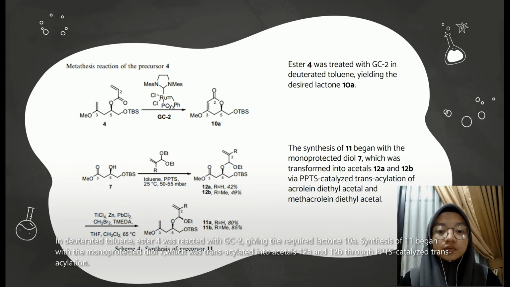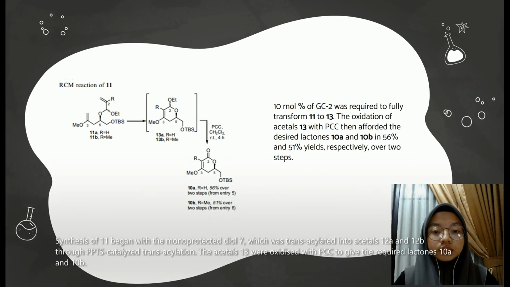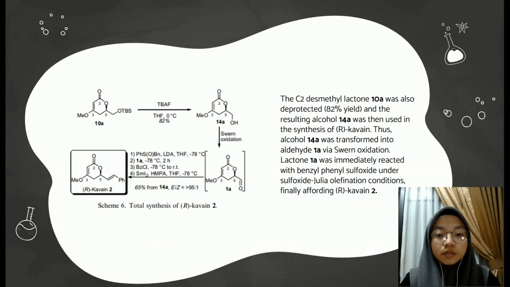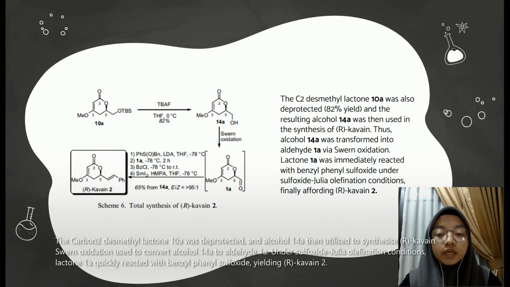Synthesis of 11 began with the monoprotected diol 7, which was transacylated into acetyls 12A and 12B through PPTS catalyzed transacylation. The acetyls 13 were oxidized with PCC to give the required lactones 10A and 10B. The carbon 2-desmethyl lactone 10A was deprotected and alcohol 14A then utilized to synthesize R-Kawain. Swern oxidation used to convert alcohol 14A to aldehyde 1A. Under sulfoxide Julia definition conditions, lactone 1A quickly reacted with benzyl phenyl sulfoxide yielding R-Kawain 2.